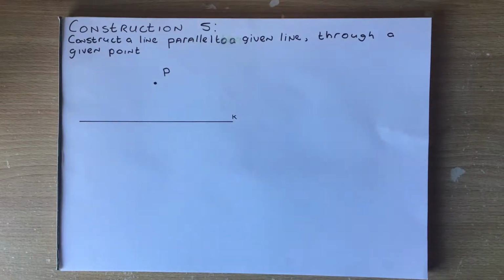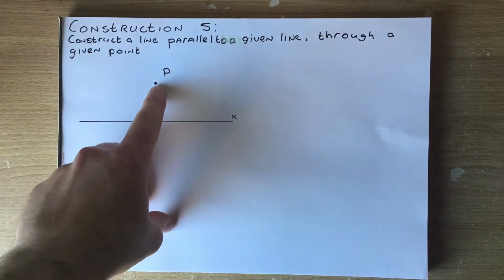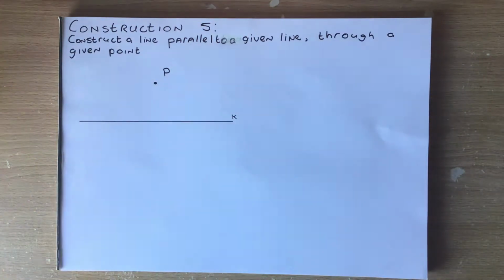So now we have construction 5, and in construction 5 we want to construct a line that's parallel to a given line through a given point. So the line that we've been given is K, and the point that we've been given is P. And if we want to draw a line parallel to K, that means that line cannot touch K at any point. They will never intersect. But it will also have to be through P.